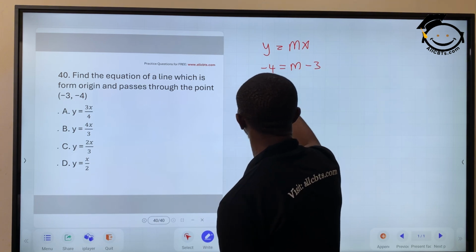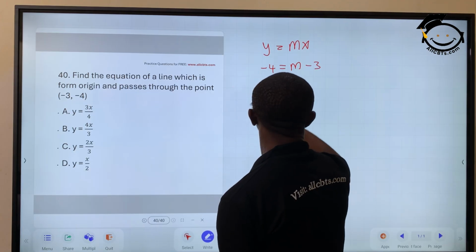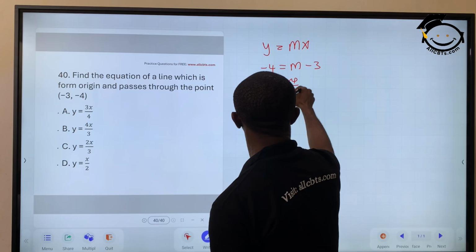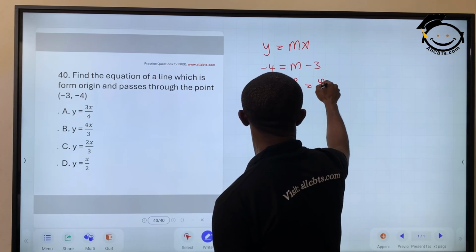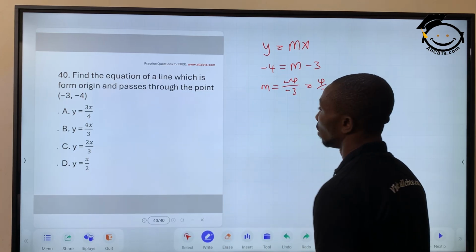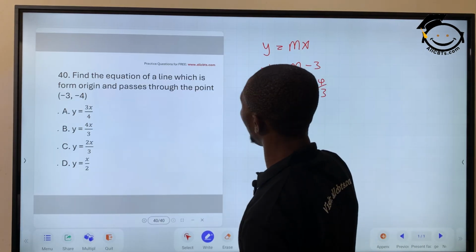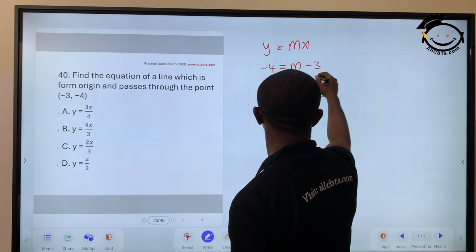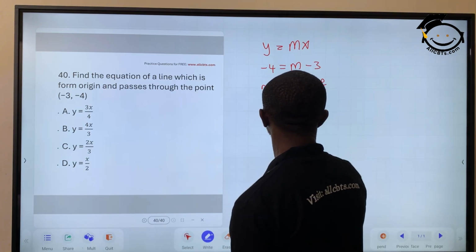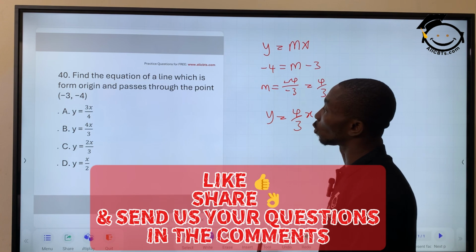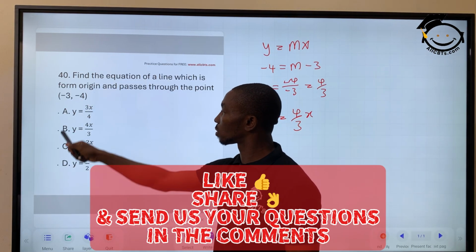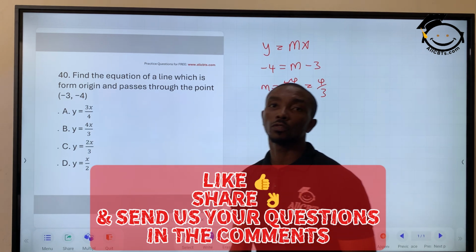Okay, so our m would become -4 over -3, which is 4 over 3. Okay, so back to our equation where we have y equals 4 over 3 x. Okay, so that will be the equation of the line passing through the origin, through -3, -4.